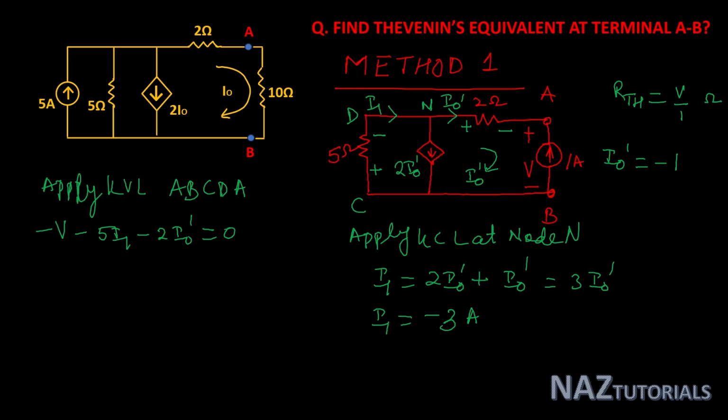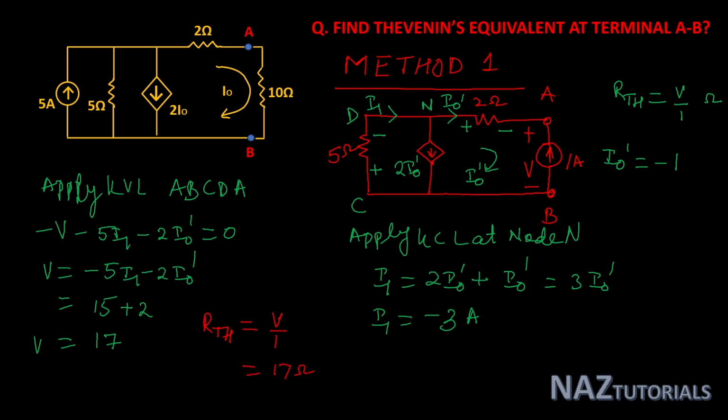to 0. So here we get V is equal to minus 5 I1 minus 2 I naught dash. I1 is equal to minus 3, put the value, that is 15, and I naught dash is minus 1, that is plus 2. So here the calculated value of V is 17. Now let's see the RTH. RTH is basically V by 1, that is 17 ohm. So this is our calculation for RTH by method 1.